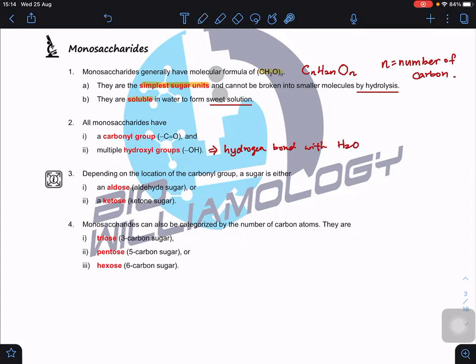We know that all monosaccharides are reducing sugars. Correct or not? When we talk about glucose, fructose, galactose, all of them are reducing sugars. Why are they reducing sugars? Because of the carbonyl group. This C double bond O is termed the carbonyl group. Because of this carbonyl group, they have the reducing property.